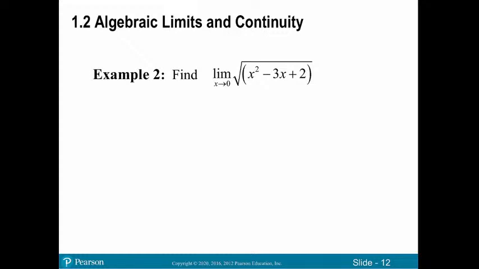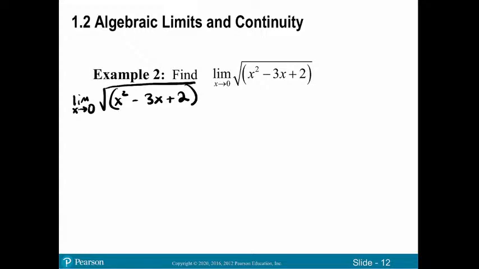So let's look at this example. We're asked to find the limit as x approaches 0 of this expression, right? I'm going to apply the theorems that we just introduced and just give it a go. Let me start with the original. First, we have the limit as x approaches 0 of the square root of x squared minus 3x plus 2. All of that's inside the radical, right?